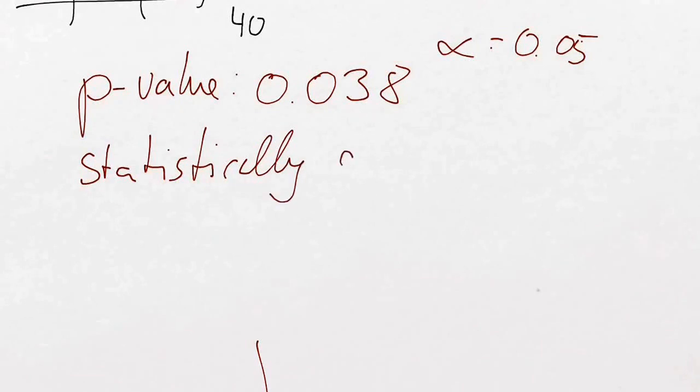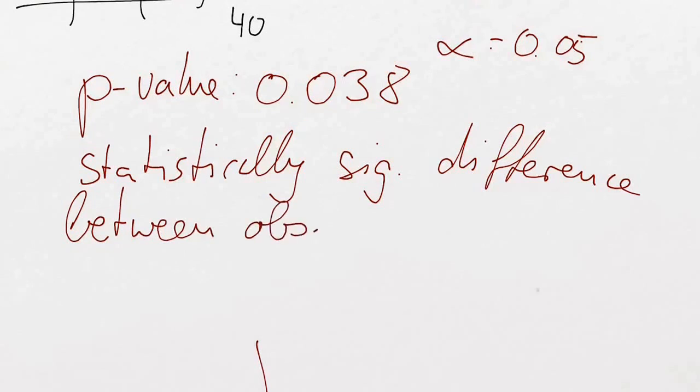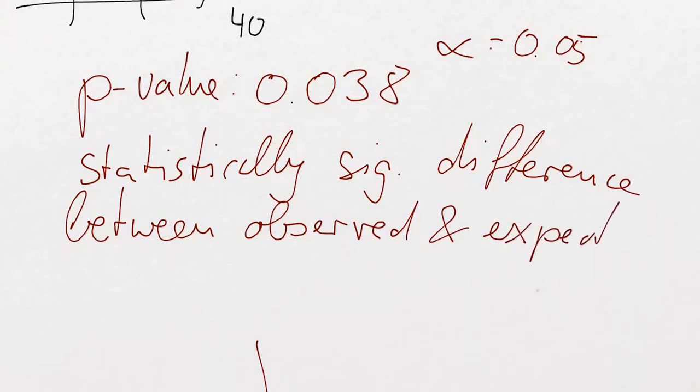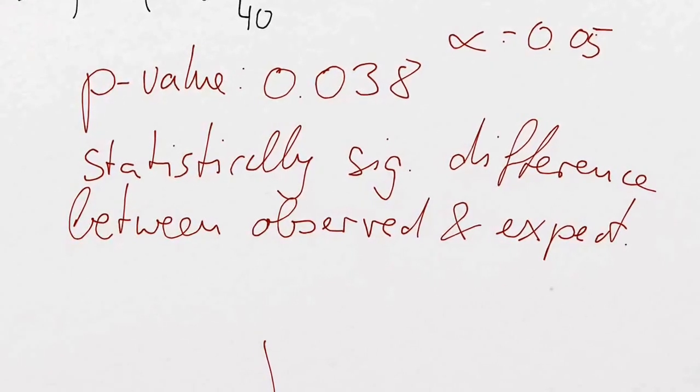Statistically significant difference between observed and expected data. Isn't that a bit strange? Our phenotype said, actually, it fits with this monohybrid cross, and now our genotype says there is something wrong.